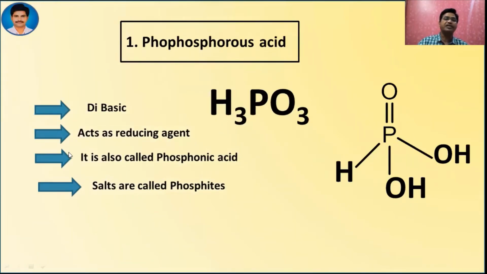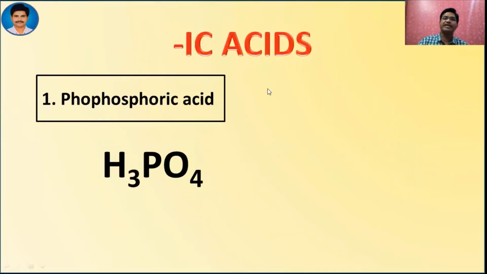It is a dibasic acid, and it acts as a reducing agent. It is also called phosphonic acid. The salts of this acid end with "ite", because the acid name ends with "ous". Now, another is the "ic" acid series.